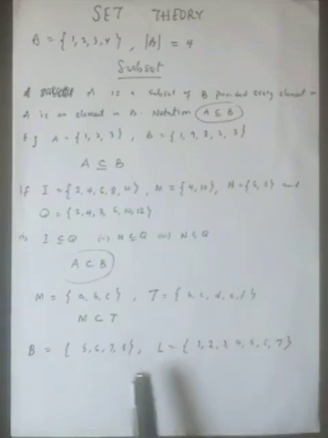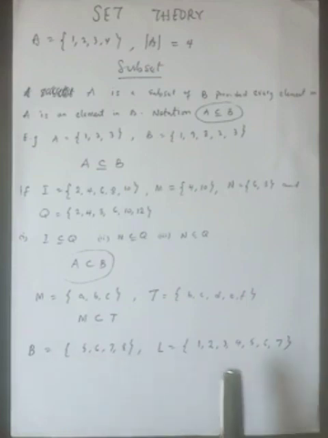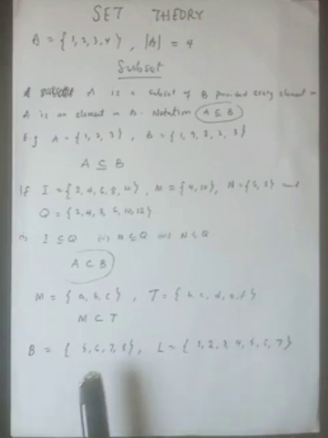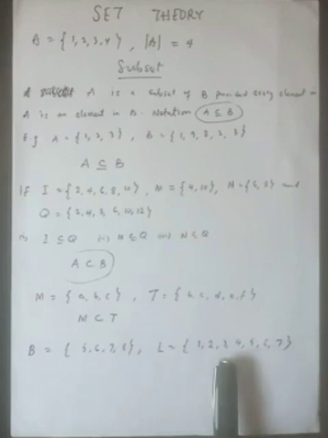B will be a subset of L if every item we have in set B can also be found in set L. So if not, once only one or more than one element in set B is not present in set L, we rather call it a proper subset rather than a subset. So we need to get that area very well.